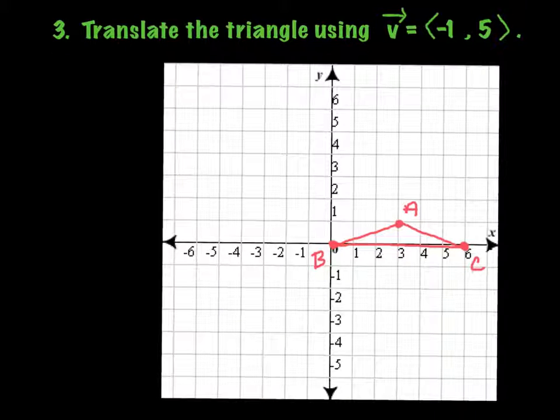All right, problem 3. Translate the triangle using this vector rule. So it's basically the same thing that we've been doing. This negative 1 just means you're going to move in the x direction negative 1 units. So basically it means move backwards 1 or left 1 unit. And then this is up or down. Because it's positive, you'd actually go up 5.